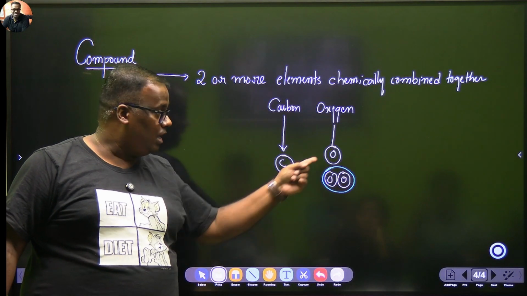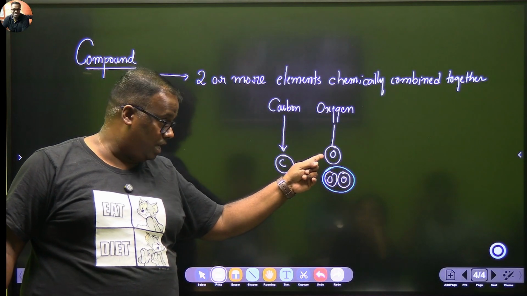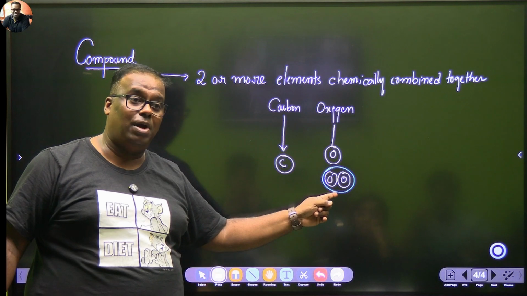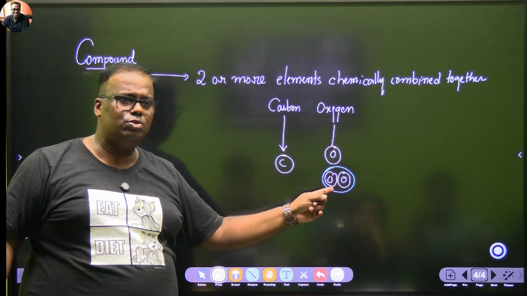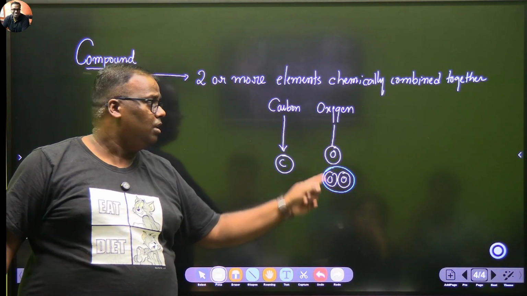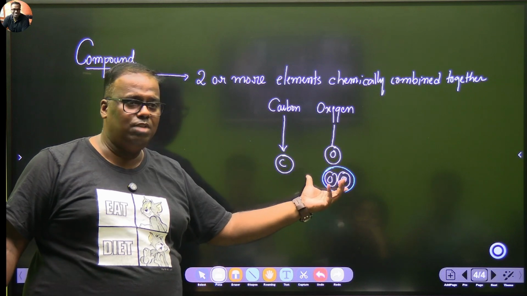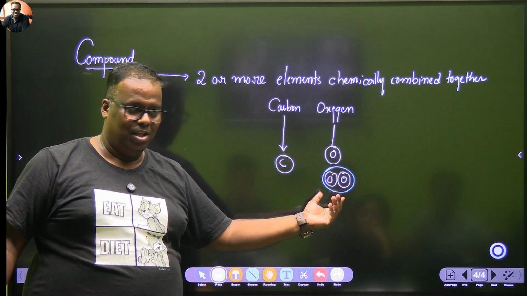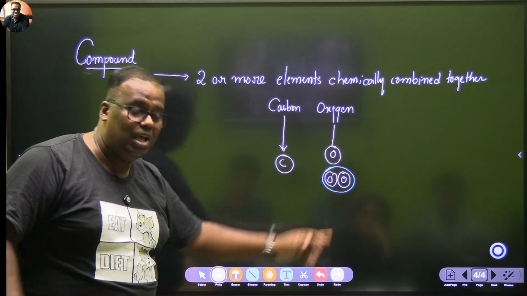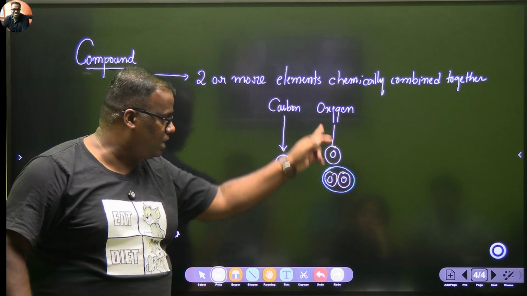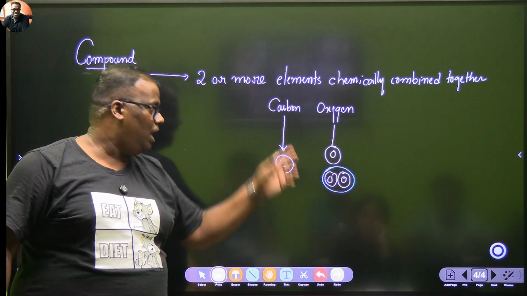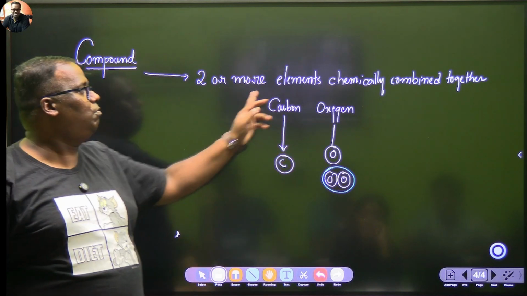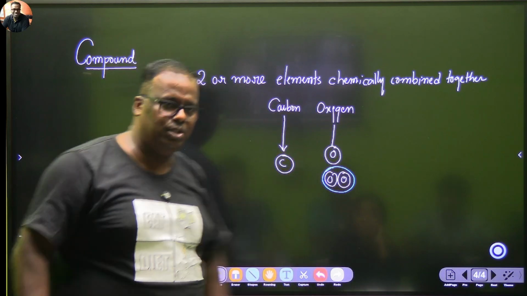Now ask, is it one type of particle? Yes. Is this one type of particle? Yes. The blue is one type of particle. The white is also one, because when you are saying blue, you cannot touch the inside ones. So is this an element? An element should have one type of particle. Yes, one type of particle. Two or more elements chemically combined together.